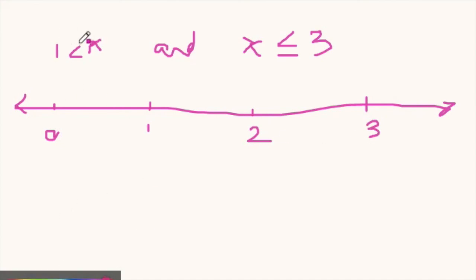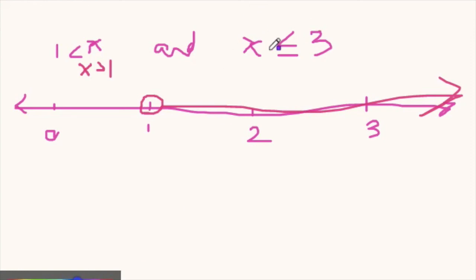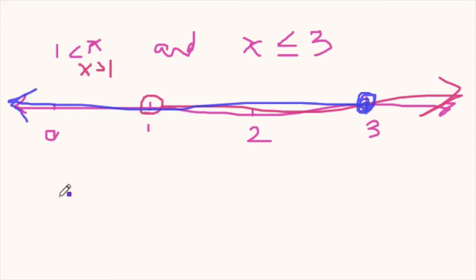All right, 1 is less than x means the same thing as x is greater than 1. And if you just switch it, it's going to be easier to put it on the number line. We draw our open circle at 1 and draw a line going this way. And for x is less than or equal to 3, we have a closed circle at 3 and our line is going this way. Now, because this is an AND question, we're looking at where they intersect. And where they intersect is right here between 1 and 3.